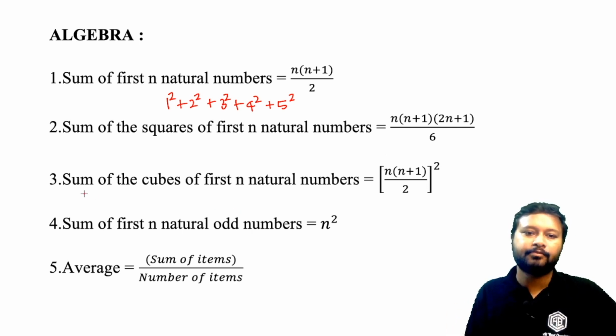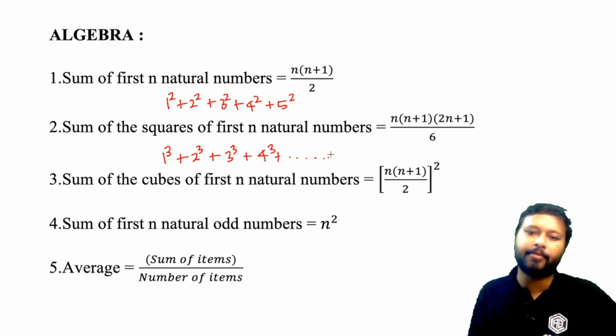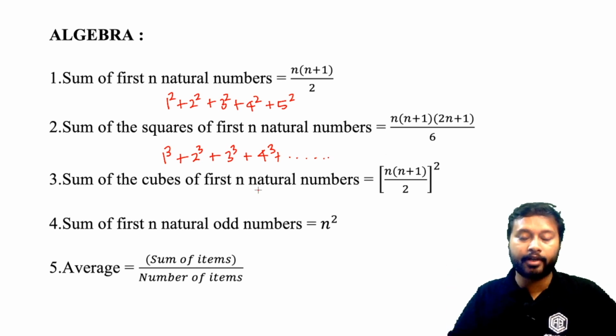Then the sum of cubes of the first n natural numbers. It is like 1 cube plus 2 cube plus 3 cube plus 4 cube and so on. Okay, it can be any number. It can be the cubes of the first 100 natural numbers.